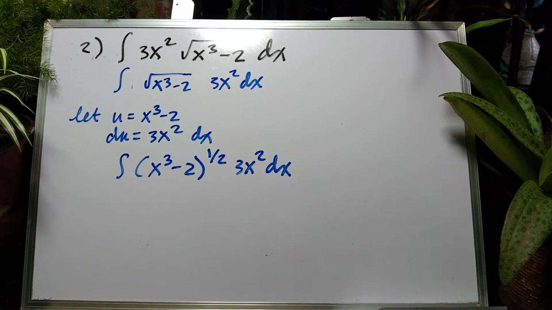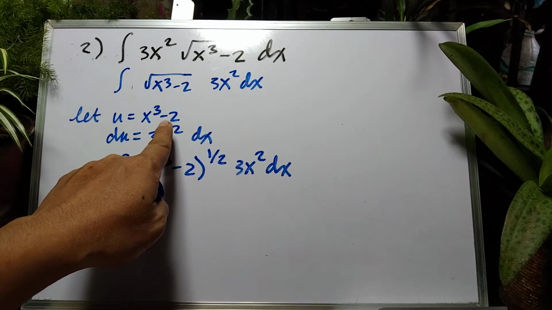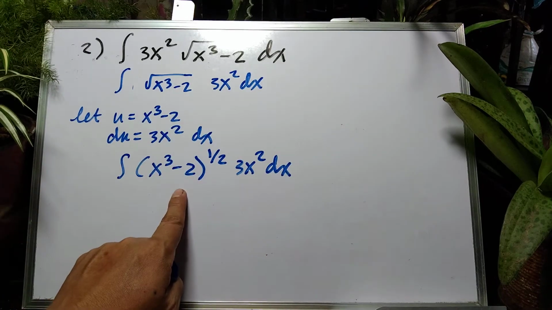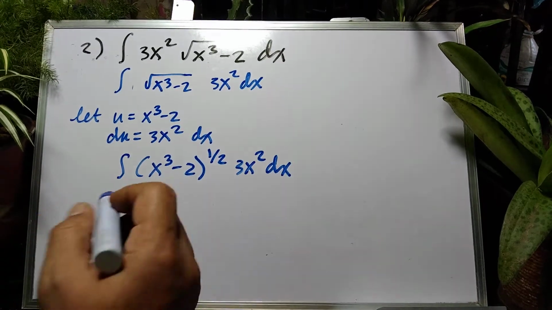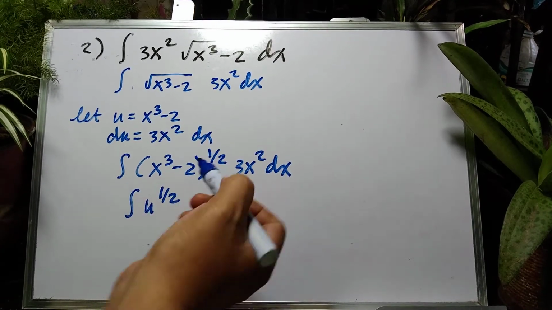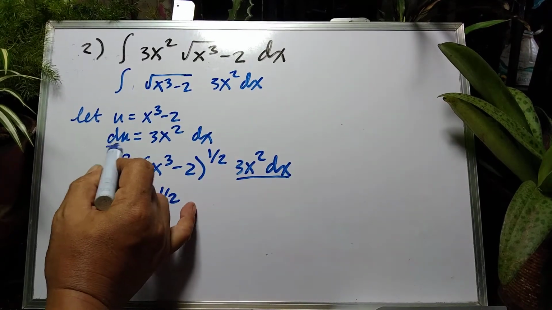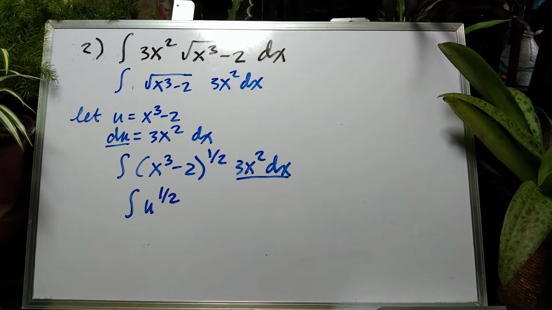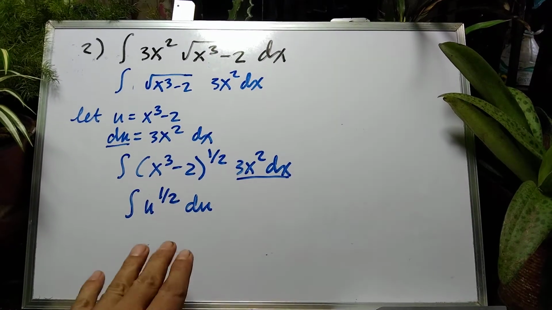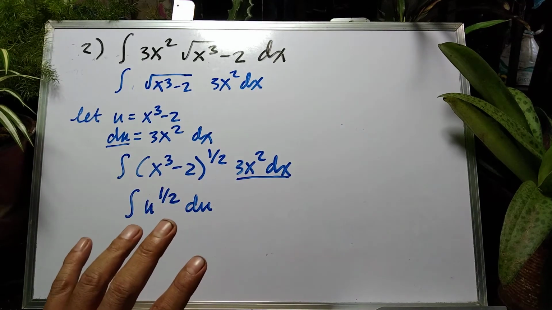Okay, since nakabalo naman ta that we let u be equal to x cubed minus 2, ato rin siyang pulyan og u. So that becomes the integral of u to the power of 1/2. Then take note, 3x squared dx is just equivalent to du. So we just replace this by du. Okay? Simple as that. Dali ra kay siya, class. U to the 1/2 na lang din siya.